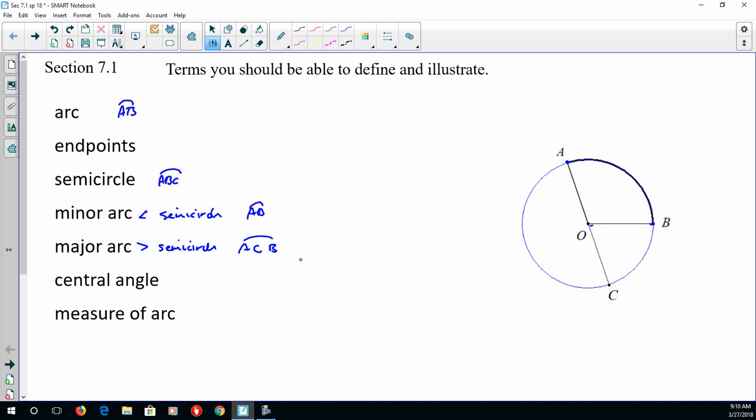Now the central angle, this is an angle with a vertex at the center, and I have several central angles here. I mean, I have AOB and BOC, and AOC this way is also a central angle. And the measure of an arc equals the measure of the central angle defined by the arc.